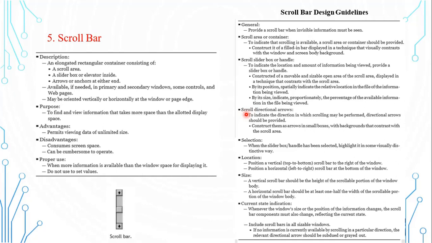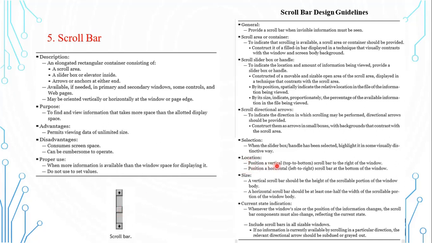Now let's talk about scroll direction and arrows to indicate the direction. So now you have directions here, one upper direction and one lower direction. To indicate the direction in which scrolling may be performed, directional arrows should be provided. Construct them as small arrows in small boxes with backgrounds that contrast with the surrounding area. Selection: when the slider box or handle has been selected, we call this the slider box, or handle. If it has been selected, highlight it in some visually distinctive way.